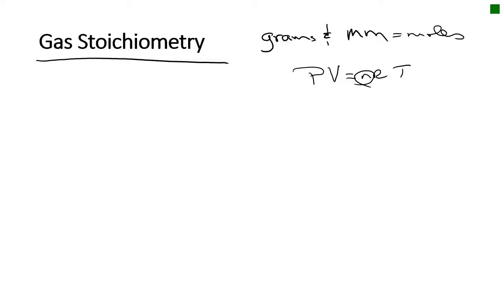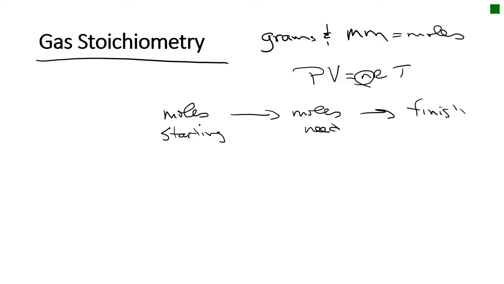You're going to have to figure out how many moles of what your starting material is. You're going to use the ratio to get moles of what you need. And then you're going to finish the problem. To get to moles, you might have to use PV equals nRT. You may have to use grams and molar mass.